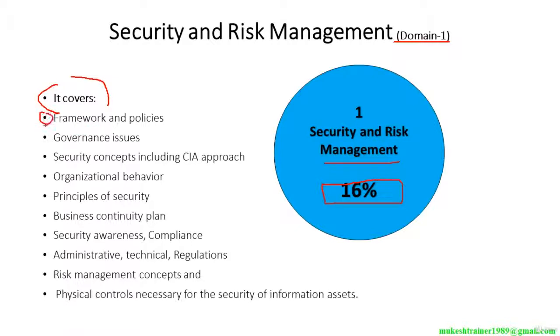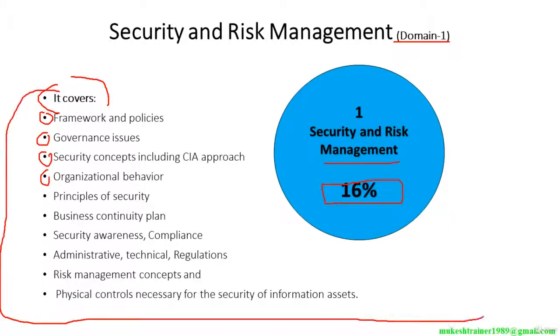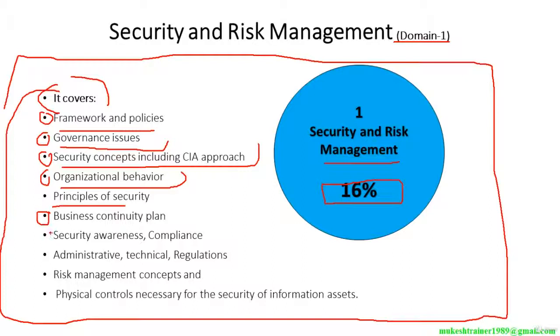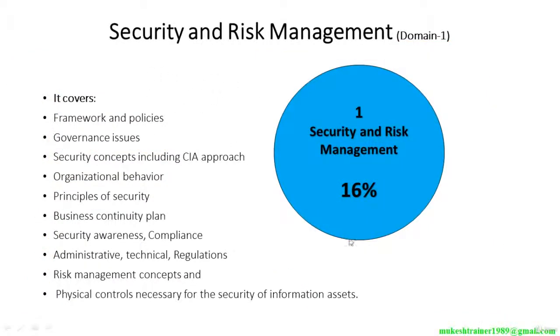Probably I will not be explaining the points here right now, because when the domain starts I have an explanation for all those outlines and program details. So, frameworks and policies we will be talking about, what kind of frameworks and policies there are, what governance issues there are, and what the CIA approach is. Organizational behavior, principles of security, business continuity plans, security awareness and compliance, administrative and technical regulations, risk management concepts and physical controls necessary for the security of information assets. So, this is domain 1, and probably 16 percent of the examination is going to be from domain 1.